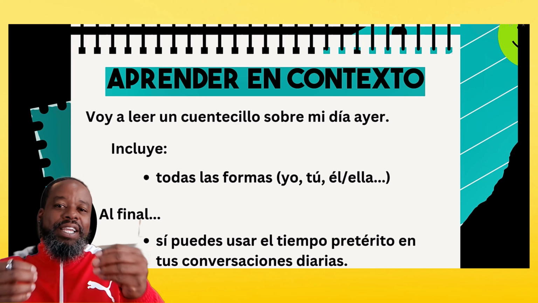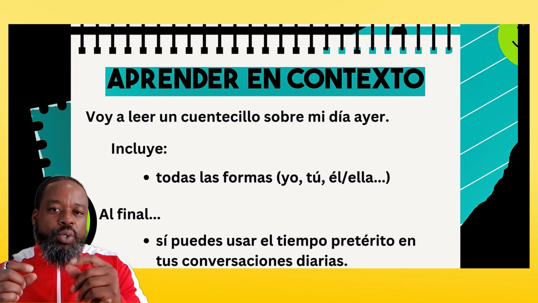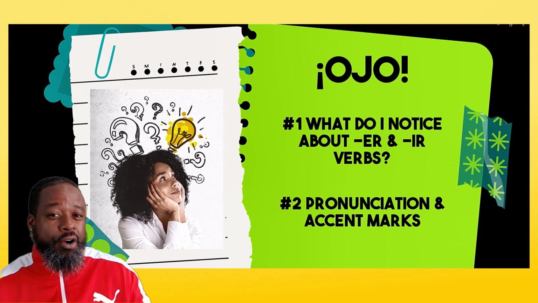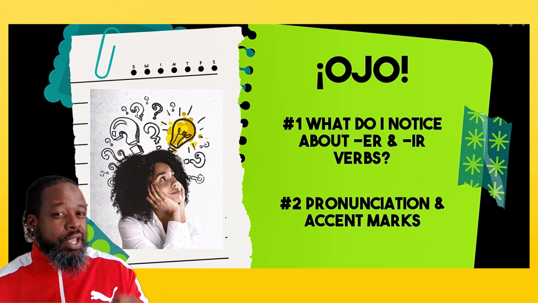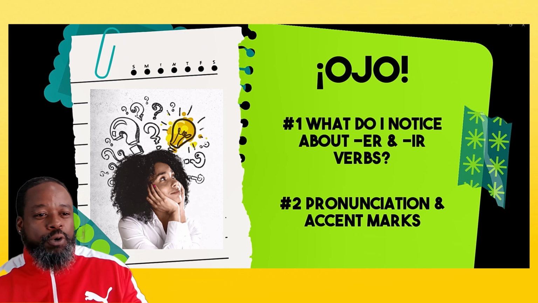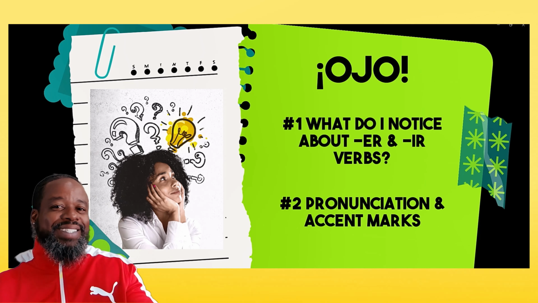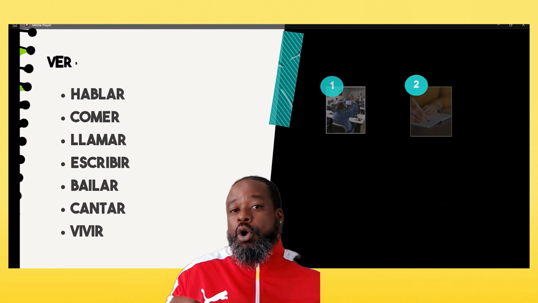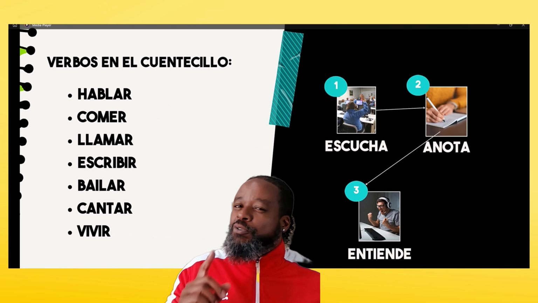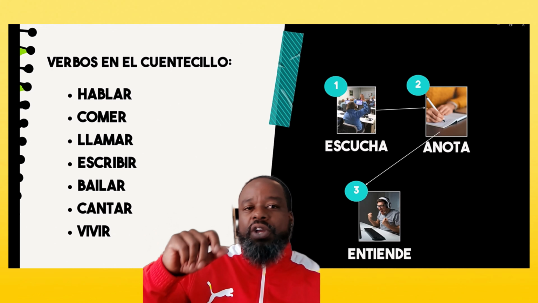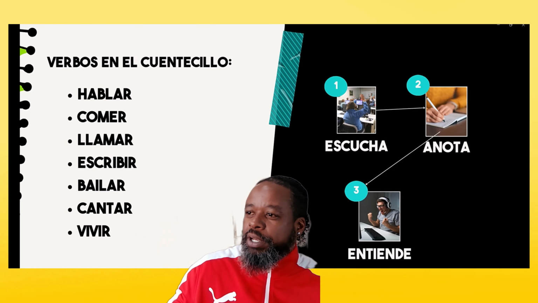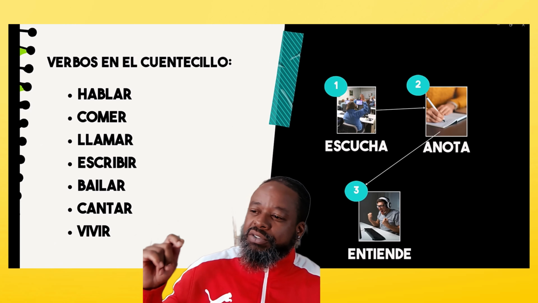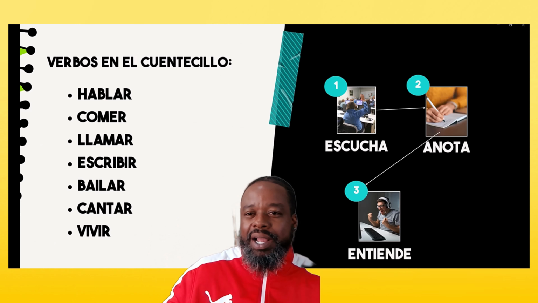Now, before we get into the actual cuentecillo, the short story, I want you to ask yourself these two important questions. What do I notice about ER and IR verbs? This is before we start the short story. Antes de empezar con el cuentecillo. Número dos. Am I paying attention to the pronunciation and accent marks, the written accent marks that we see here? Los tildes. Pero antes de empezar con el cuentecillo, before we start with the short story, tenemos verbos que necesitamos saber. We need to make sure that we know el verbo hablar, comer, llamar, escribir, bailar, cantar y vivir.